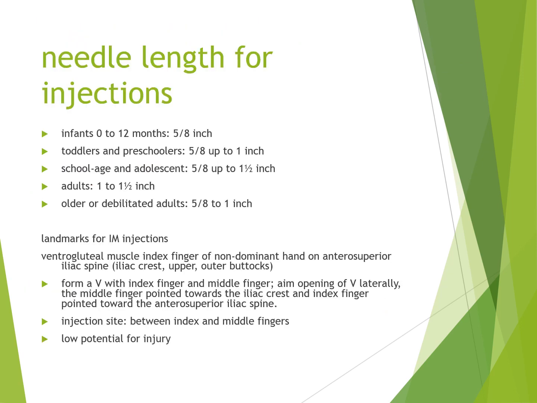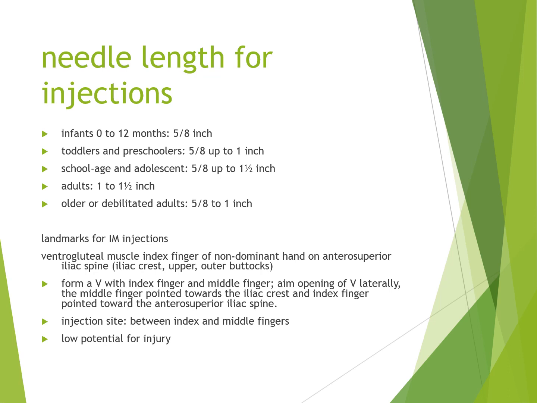So of course, these are the needle lengths for injections. For infants 0 to 12 months, we use a 5/8 inch. Toddlers and preschoolers, 5/8 inch to an inch. Toddler age and adolescent, 5/8 inch to 1.5 inches. Adults, we're really staying between 1 to 1.5 inches. Older adult or debilitated adults, we use 5/8 to about an inch.